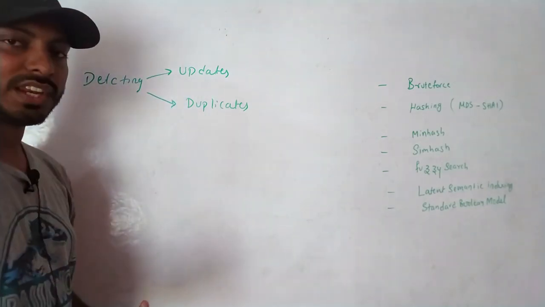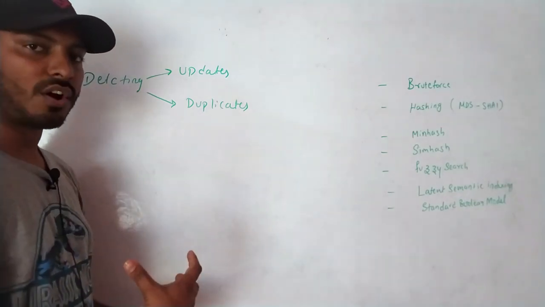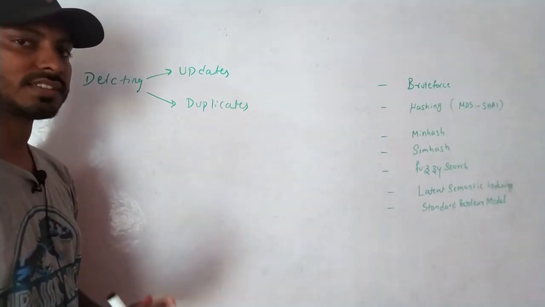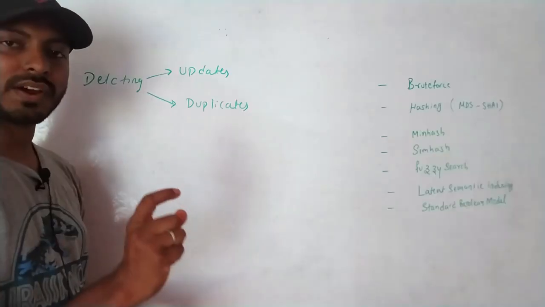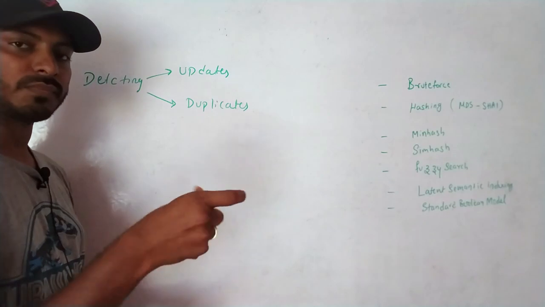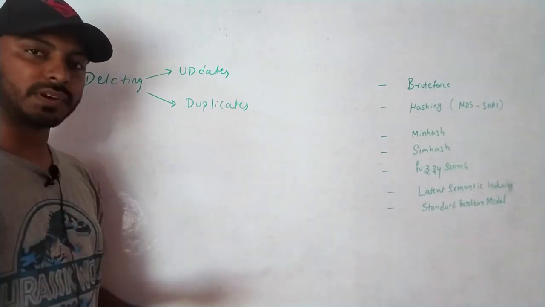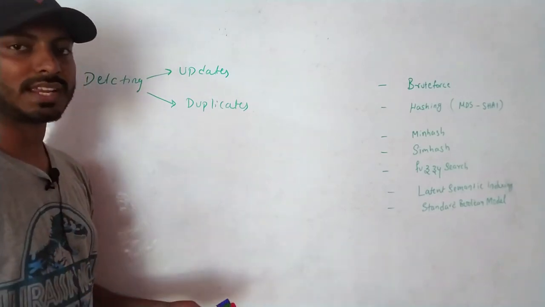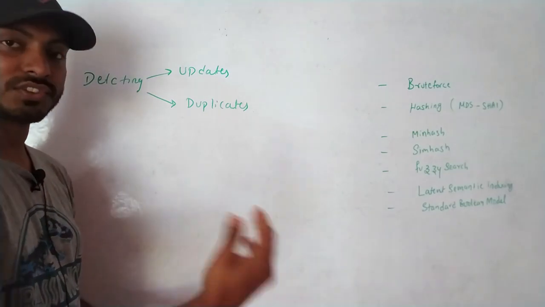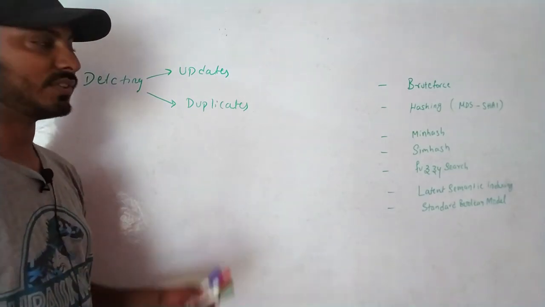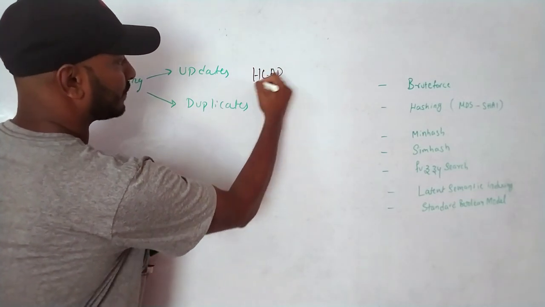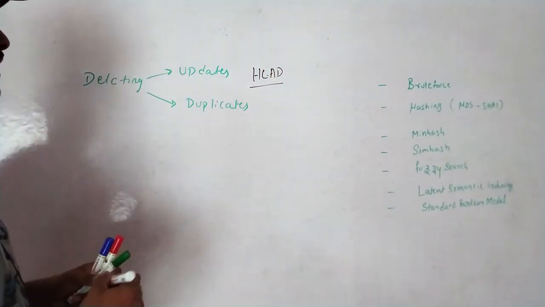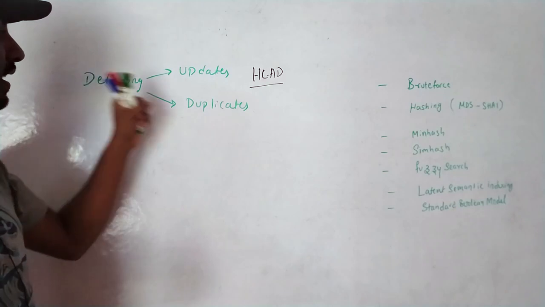So how do we do that? Do we need to completely fetch the page or is there any other strategy? One strategy is, instead of downloading the entire content, we can make a HEAD request. In the HEAD request, we basically get the last modified time. If the last modified time we got from the HEAD request and the previously crawled one are the same, that means the page has not been modified, so we don't need to download the whole content. That way we can detect updates by doing a HEAD request. That's the easiest way to detect updates. Now, the interesting thing is detecting the duplicates.